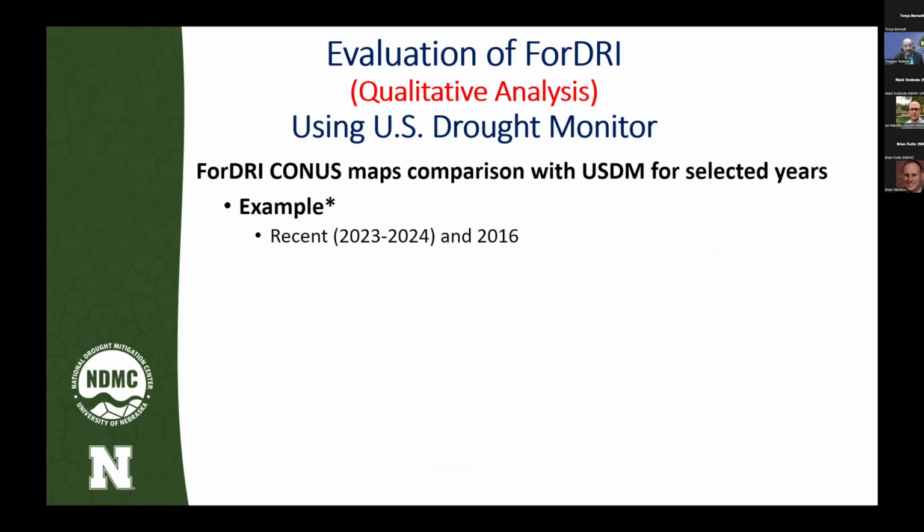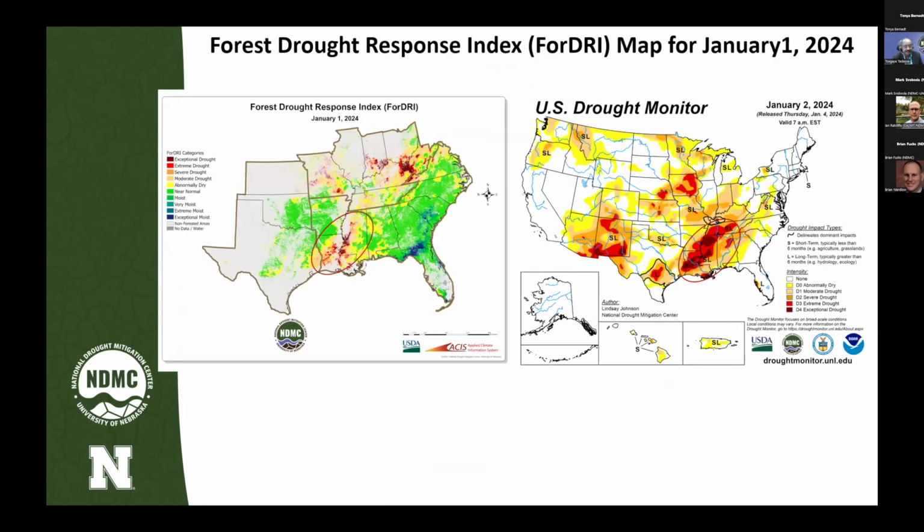We used qualitative and quantitative methods to evaluate the ForDRI. For qualitative analysis, as an example, we compared the ForDRI with the USDM, US Drought Monitor, for the selected drought years. For example, on this slide, ForDRI and USDM maps are shown for the week of January 1, 2024. As I mentioned, this comparison is a qualitative assessment that's mainly designed to do a sanity check. In other words, we check if there is nothing out of the ordinary on the ForDRI maps in terms of drought occurrences, intensity, and their patterns.